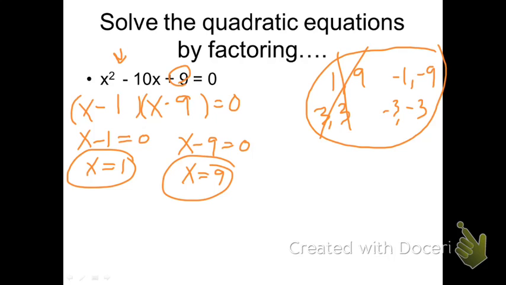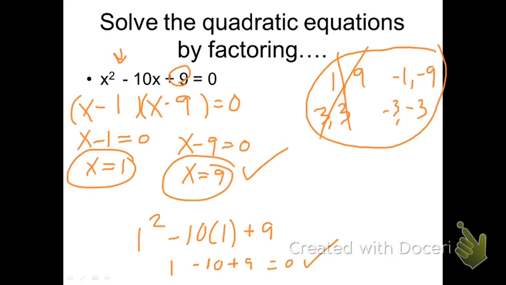And if you don't believe me, let's try one real quick. Let's try number 1. If we plugged number 1 back into the original equation, x squared minus 10x plus 9, we would get 1 squared minus 10 times 1 plus 9. 1 minus 10 plus 9 does come out to 0. So that's one way to check your answer. Plug it back in. You should also check the other one too. I'm not going to because I don't have to. I don't feel like doing that. But you should. Alright.